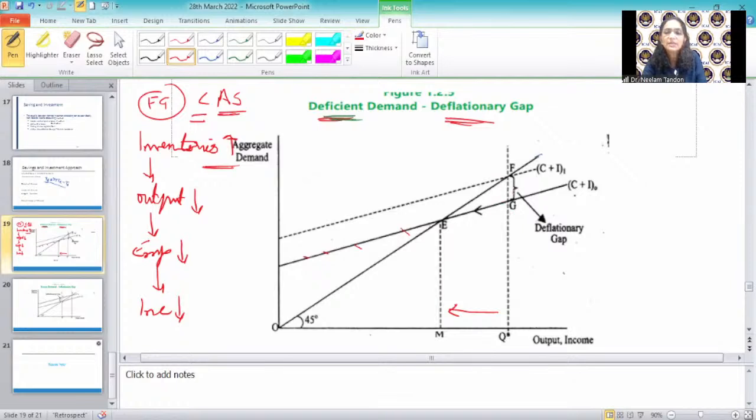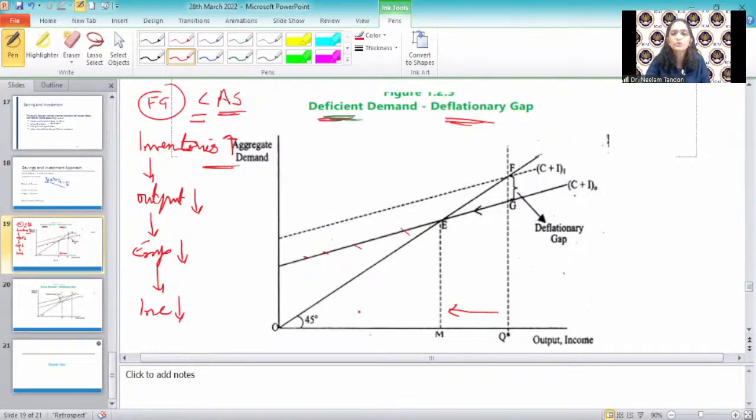And this resulted in deficit demand. And because of that, what happened? Output reduced, income reduced, employment reduced. Why did it happen? Because inventories were piled up. So to adjust those inventories, output reduced, employment reduced, investments reduced, income reduced in the economy. And that's why the income shifted from Q asterisk to M. So what is the conclusion you draw over here?